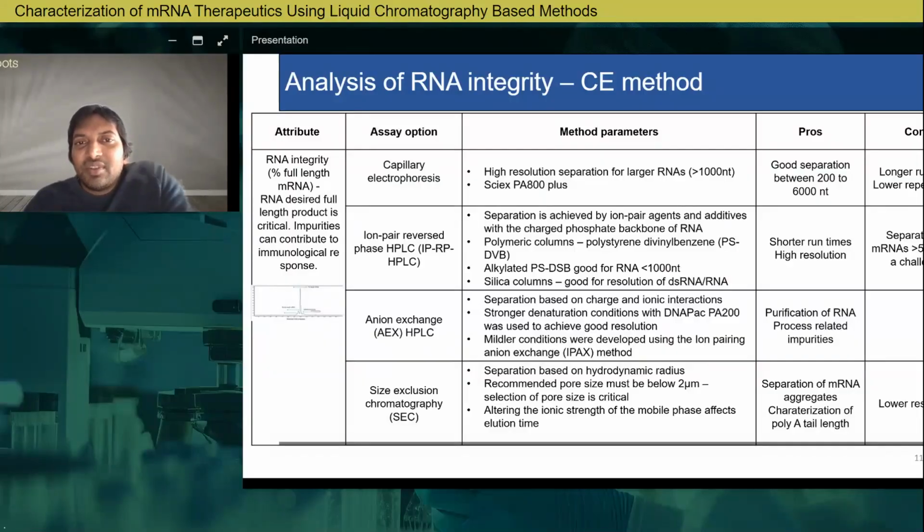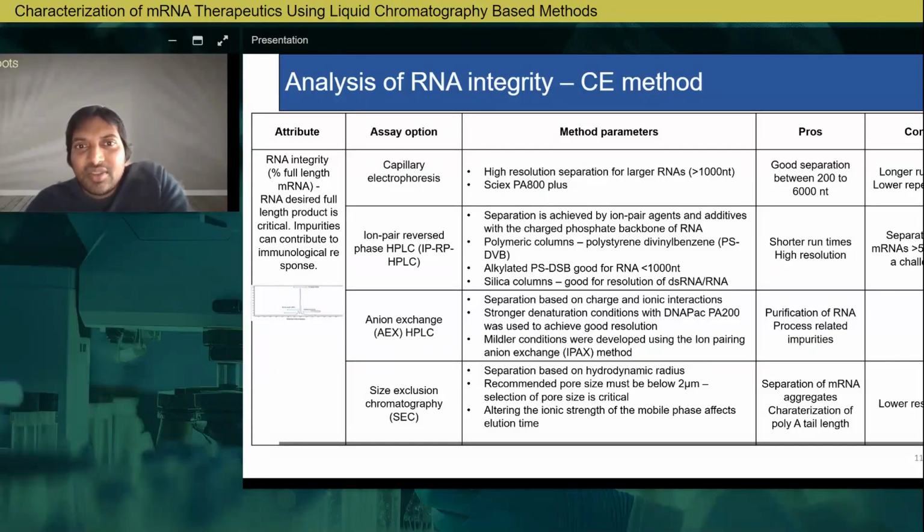But primarily, most of the time, if you really want to understand process impurities and purify this RNA, anion exchange has been applied across different applications and has been a workhorse most of the time.